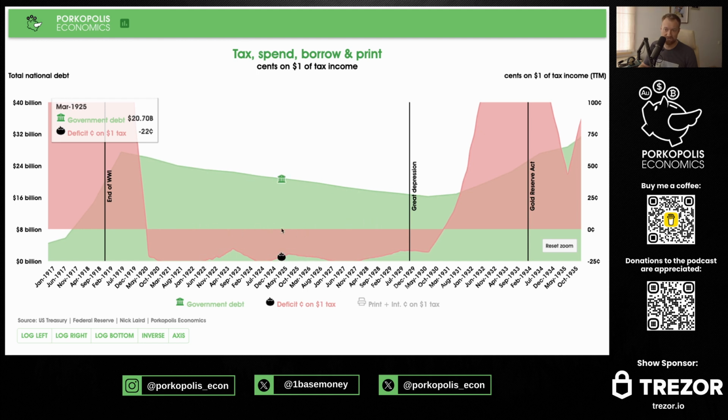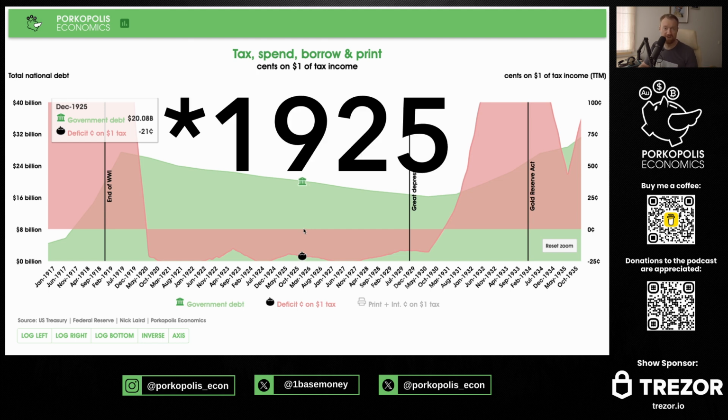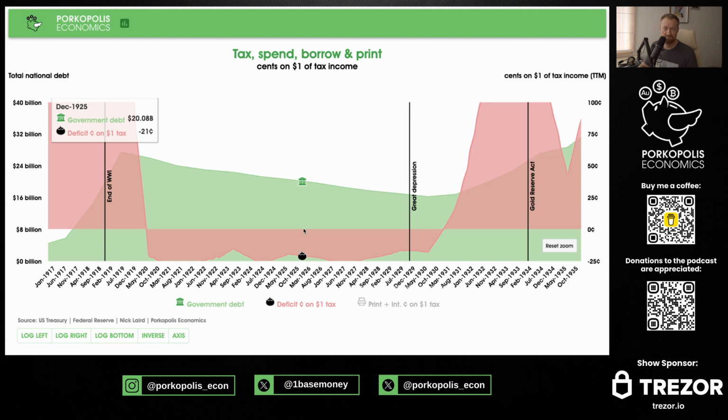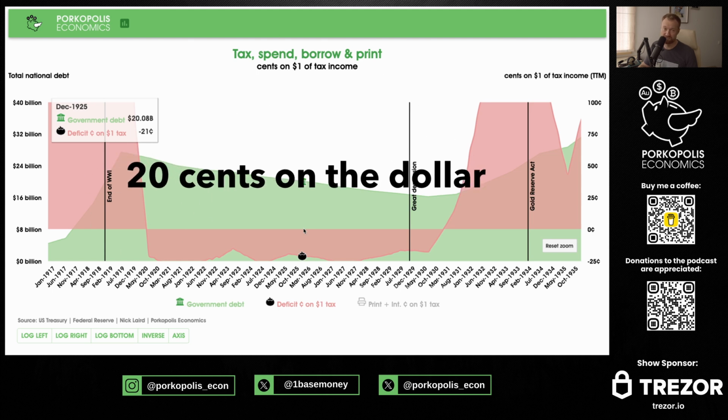So when this deficit spend is negative, look in the tooltip, for example, here in 1926 January, it's negative 21 cents. Well, what does that mean? This is per every dollar of taxes. So if they took in $1 in taxes, they actually had a surplus during this period. So for the trailing 12 months, let's take it just to the year December so you understand. In 1925, all right, $20 billion in debt, that's actually paid down 20 cents on the dollar.